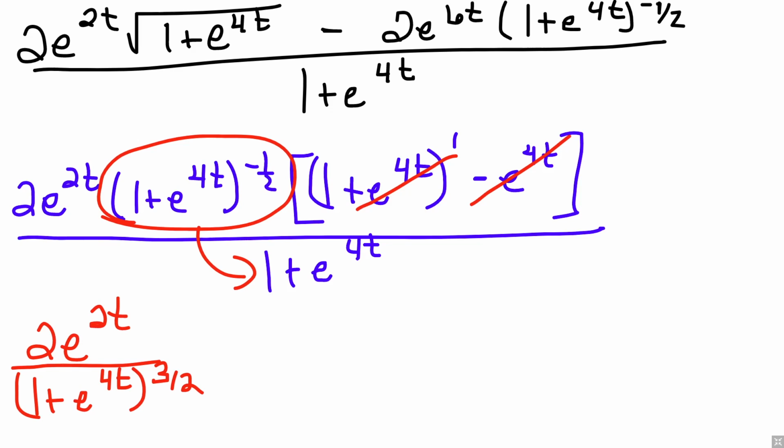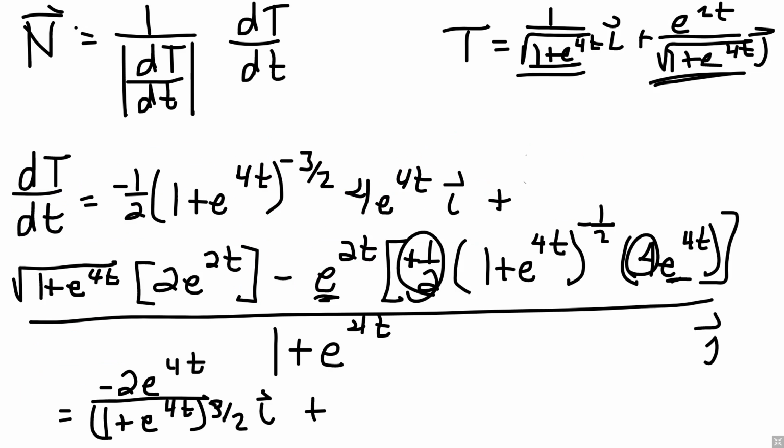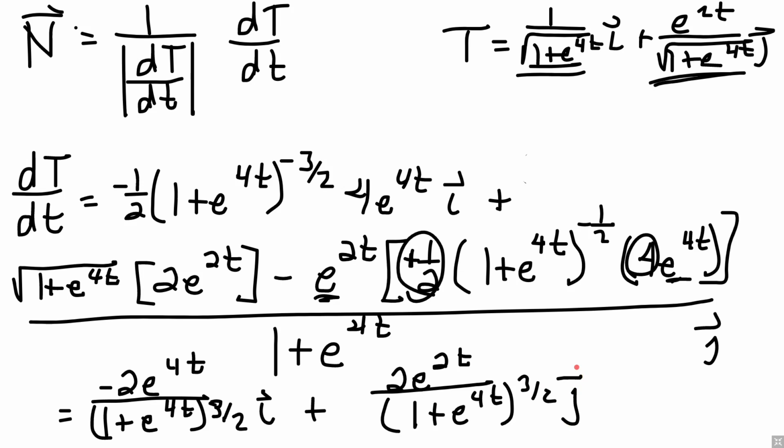Okay, so let's put that in. So in the second piece here, we had that it was going to be 2e to the 2t over 1 plus e to the 4t to the 3/2 power in the j direction. Okay, so that is what dt simplifies down to. Any questions there?